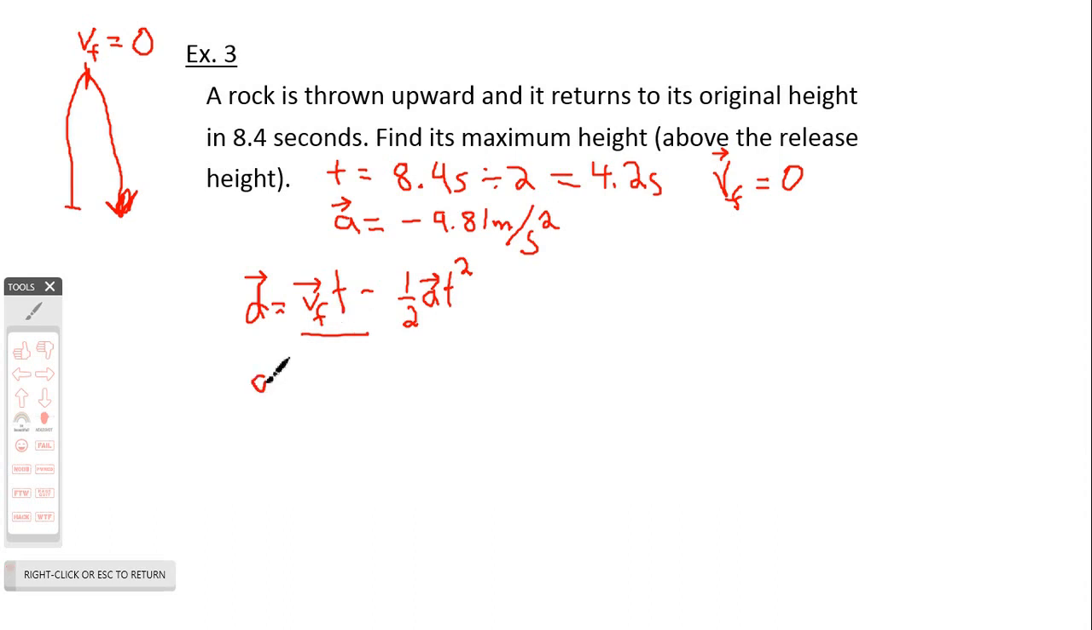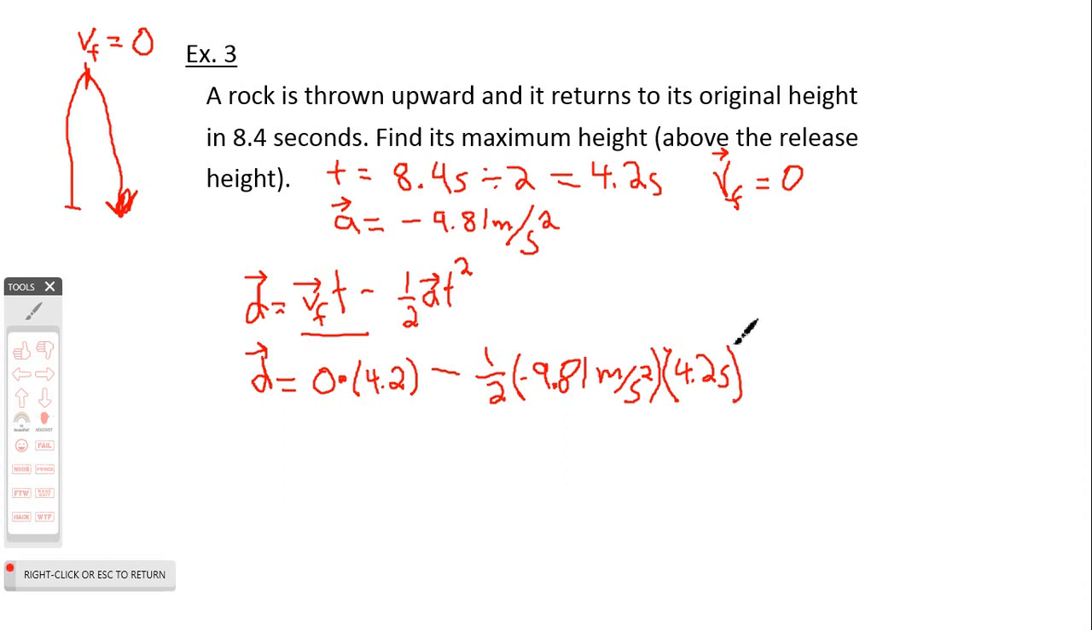And I want to know maximum height. I actually have a formula that I don't even need to rearrange. So D equals VF T minus 1/2 a T squared. These are vector quantities. We're dealing only with up and down, but we are dealing with vectors, so we'll put our arrows in. Lovely. So plugging in numbers, I have to put one more piece of information that I know down here. VF is 0.